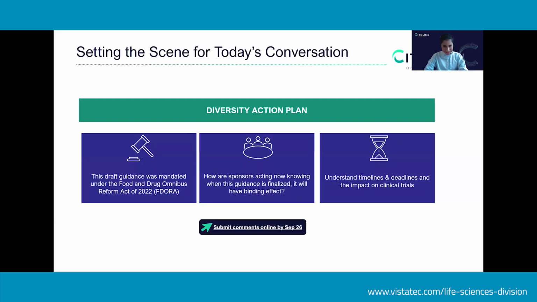So good morning, good afternoon, good evening, everyone. Thank you for joining us today to discuss one of the most crucial elements shaping the future of clinical trials, the requirement to submit a diversity action plan. Our panel today, as you all met, is going to explore the draft guidance that was mandated under the FDORA back in 2022 and its implications for sponsors and stakeholders moving forward.